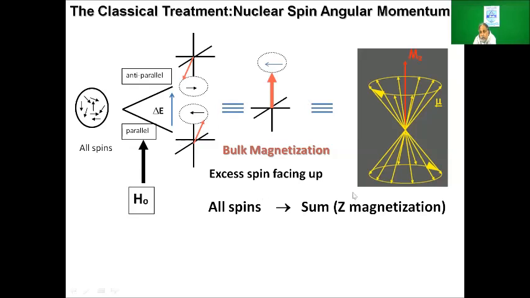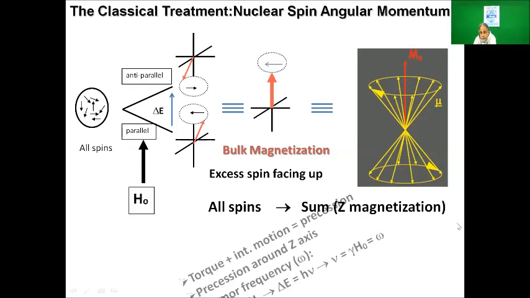This is coming from the excess spin, due to the excess number of nuclei. And this is aligned along the z-axis, parallel to H0. And this is the overall spin. This is the anti-parallel and this is the parallel, and overall the Mz is there. So we call it a z magnetization. And this is showing you how all the spin is converted into the z magnetization.